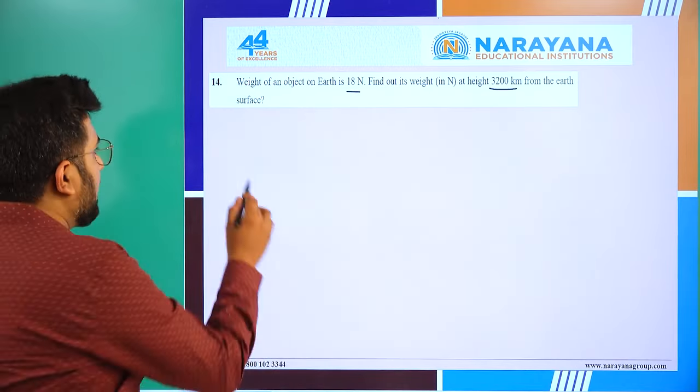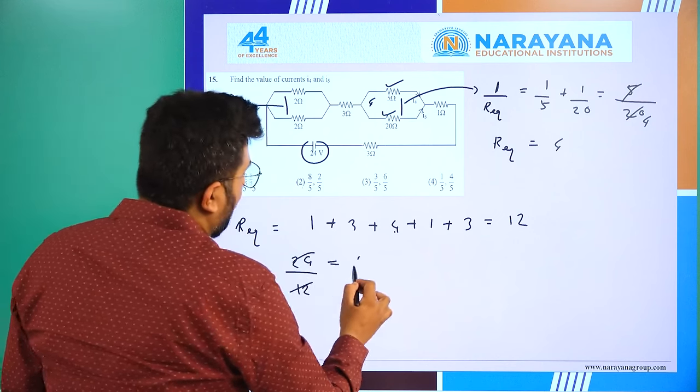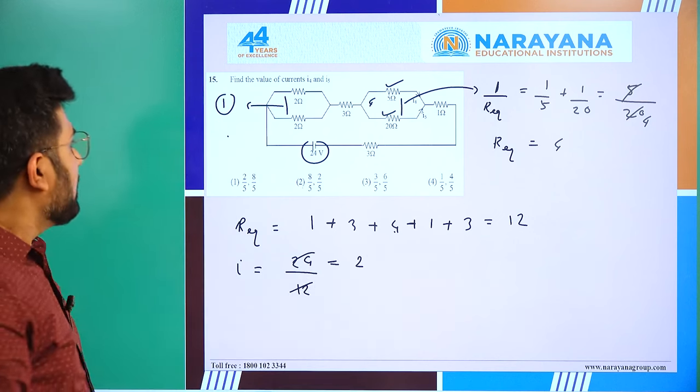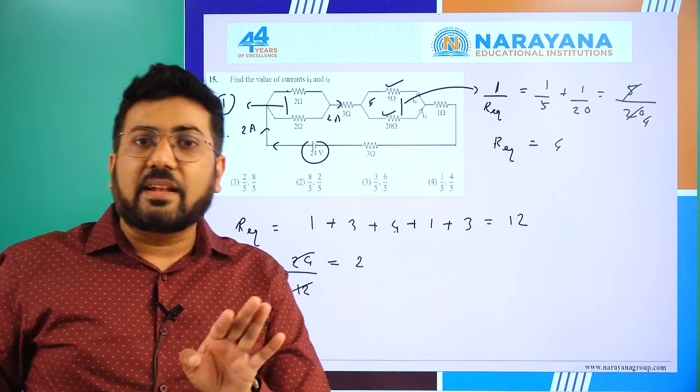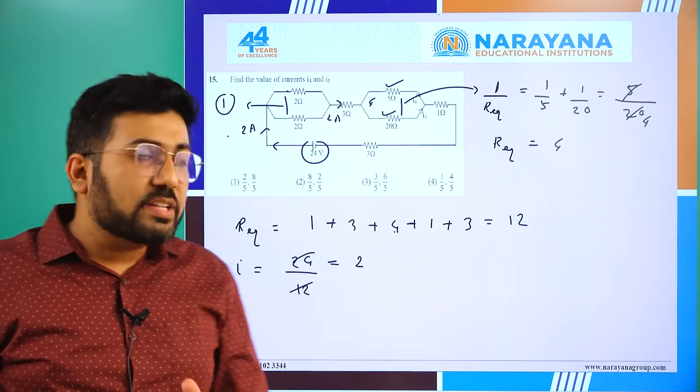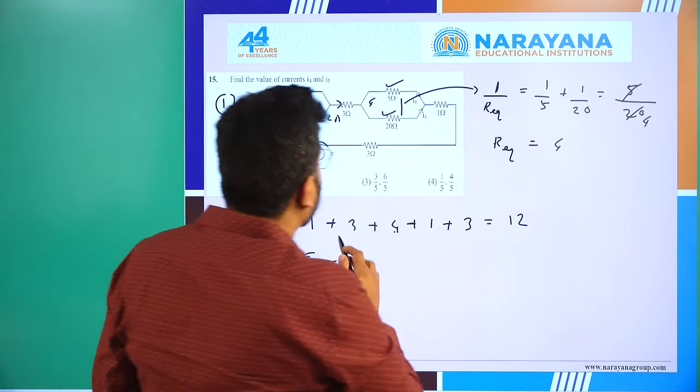Now once I get the R equivalent, then the EMF of the battery is 24. So what will be the current flowing from the battery? The current flowing from the battery is 24 divided by 12, which is 2 amperes. Fine. So the current flowing from here is 2 ampere, which is divided here again 2 ampere, and here the current will be divided. Now in parallel, the current divides in the inverse ratio of resistance. So I'll say here this 2 ampere will be divided between these two. Let's call this I4, let's call this I5.